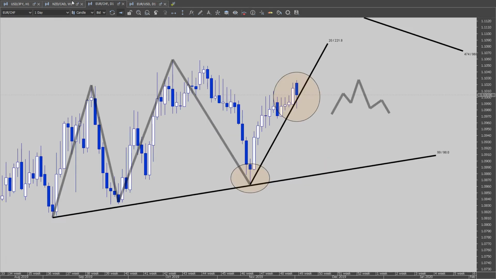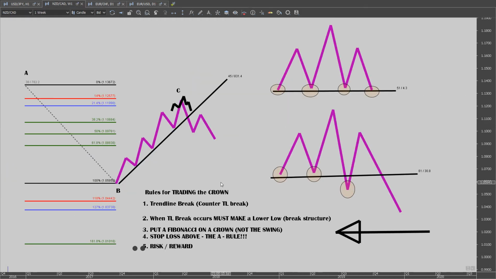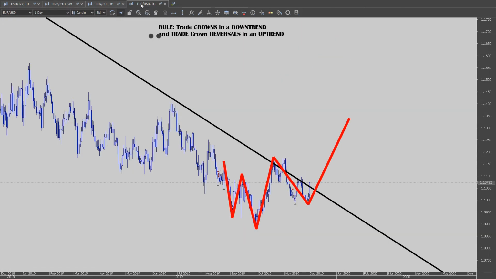Okay, so you have the rules for trading the crown. Trend line break: when the trend line breaks occur, must make a lower low, break structure, put a Fibonacci on a crown, not the swing, stop loss above the A, it's a rule, and risk reward. Number 6, trade crowns in a downtrend and trade crown reversals in an uptrend.